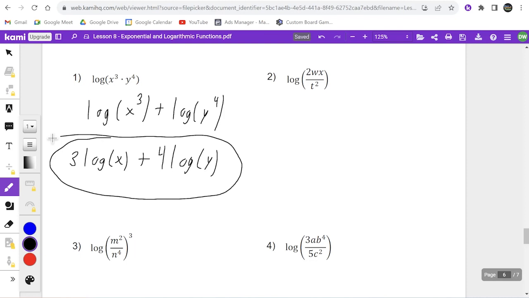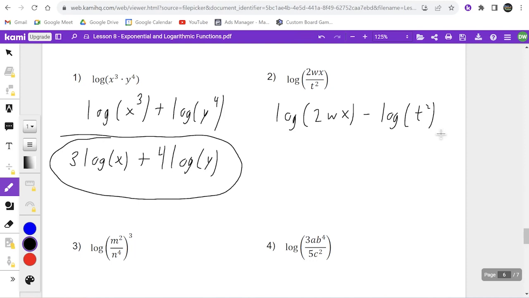Next, number 2. Number 2 is tricky. First thing I would do is I would say I have division, so that's going to become subtraction. So in other words, log of 2wx minus log of t squared. And yes, you can pull the 2 out in front. I'm going to do that. But what about the 2wx? Can I break that up? Yes or no?